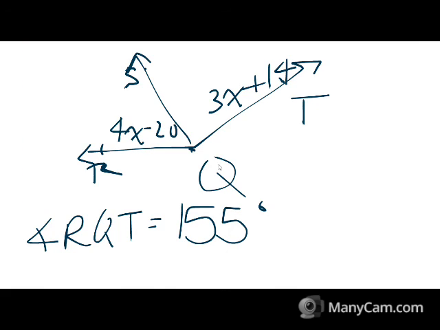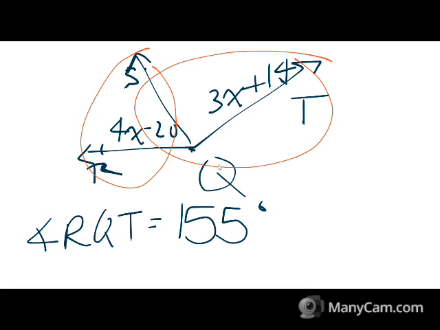Alright, problem 4. If the measure of RQT is 155, what are the measures of RQS and SQT? You can't assume, even if it looks like it's split down the middle, because if it were, they would both be about 78, and you can't assume that. To solve it mathematically, you add this angle plus this angle, and that will give you 155.